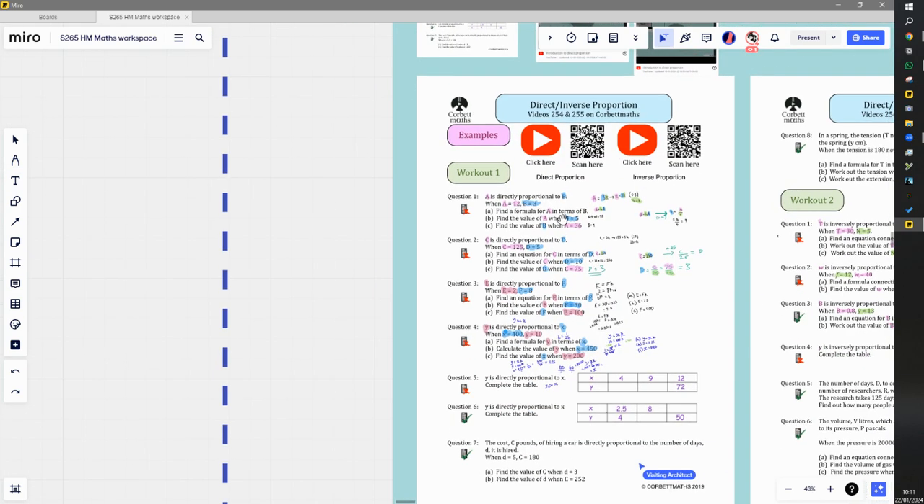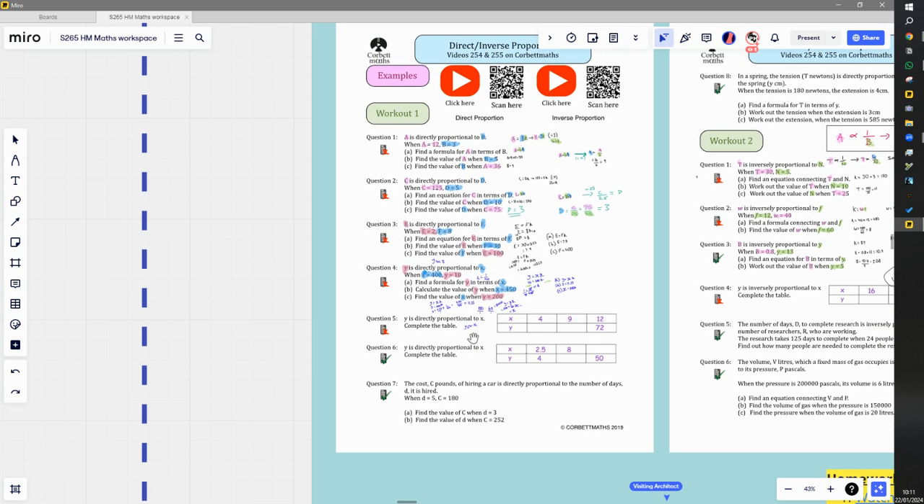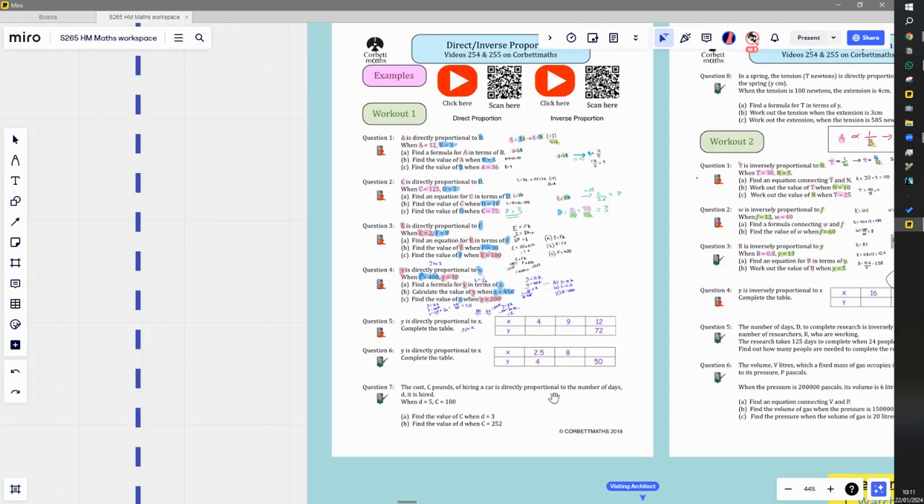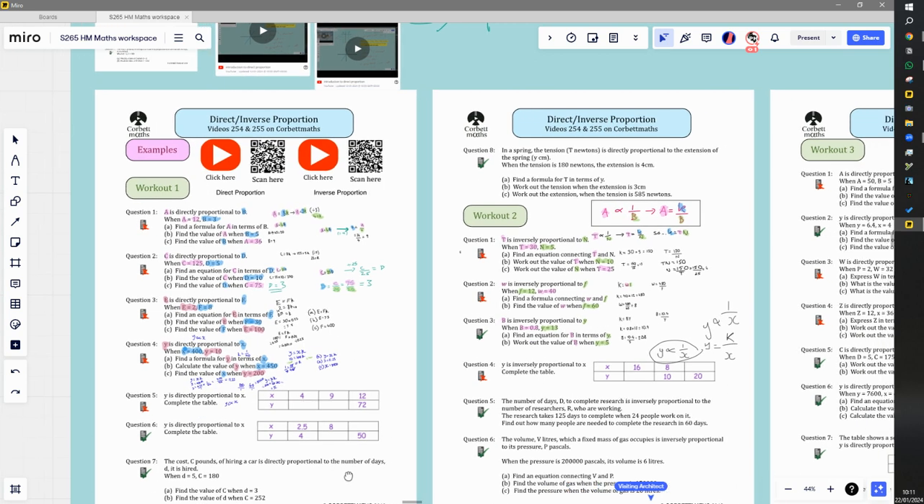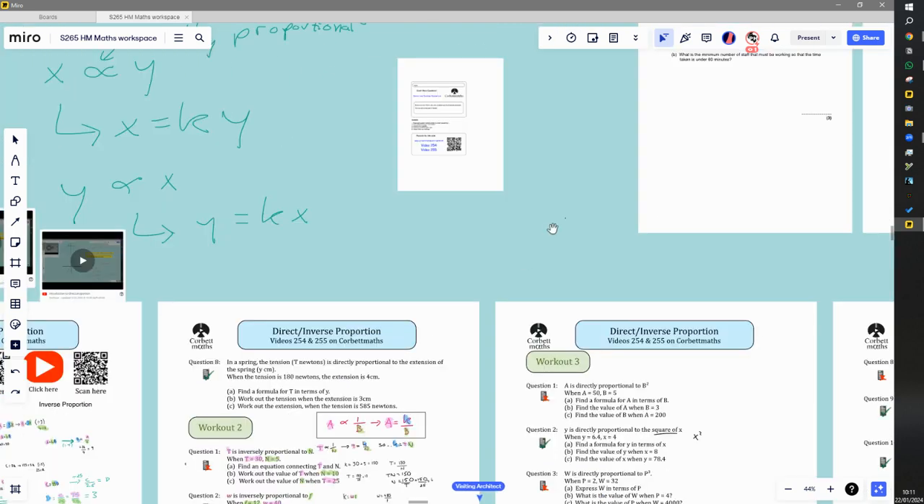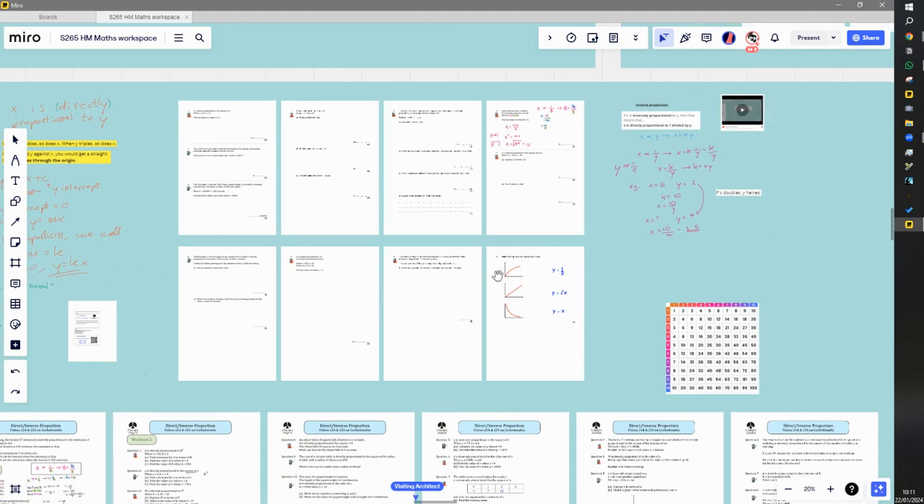So when we did workout 1, it looks like we haven't done question 5 to 7 yet. So we might want to have a look at that together as well. Now, inverse proportion is, I think I talked about it over here.